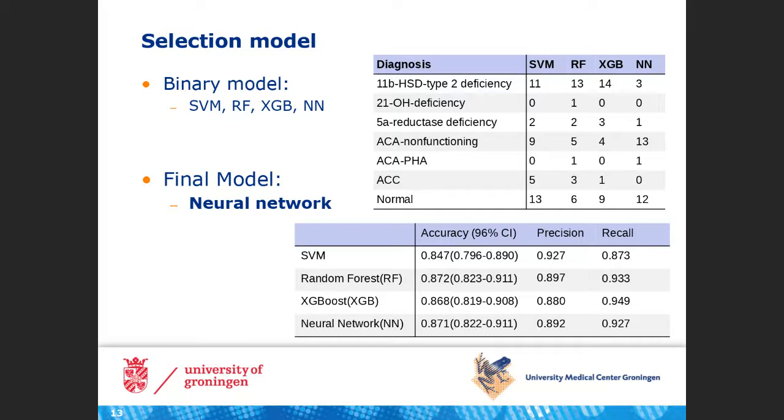And if you misclassify someone with a 11B HSD deficiency, it's way worse than a non-functioning adenoma. So although the neural network had not the best general performance, we did choose the neural network because of the type of the mistakes. So that's something we did, and we looked further than just the normal performance, and really looked at the data. What is important for this goal of the machine learning model, and what would we want with it?